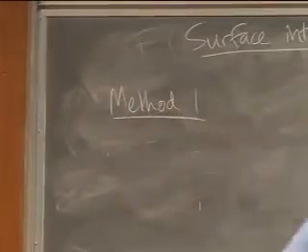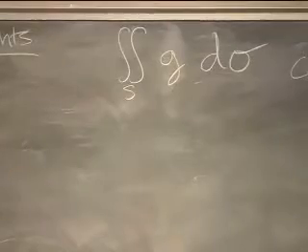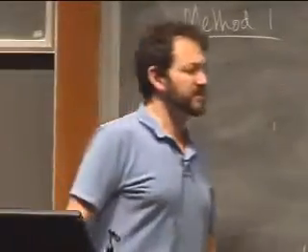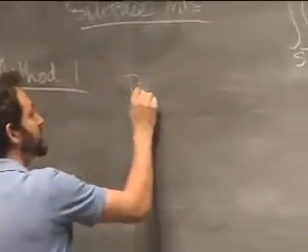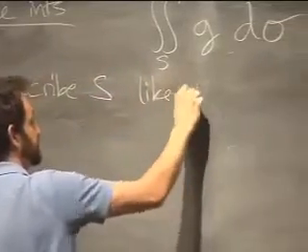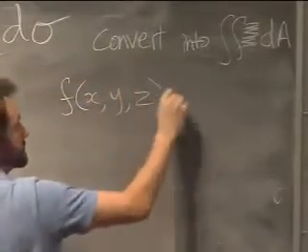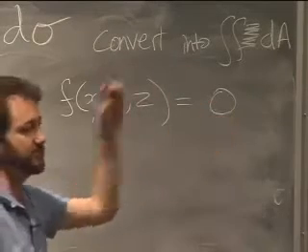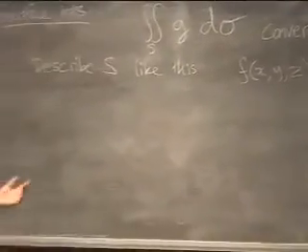Actually, I'm going to change this to a g. It doesn't matter what it's called, it's some integrand there. The reason is I want to use little f, just to be consistent with the textbook. So you need a way of describing S. Method one says, describe S like this: f of x, y, z equals 0. Or it can be a constant here, but you can always throw the constant on the other side. So I'll just describe it as the 0 set of a function.